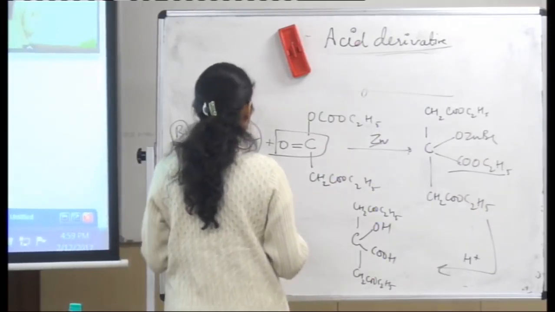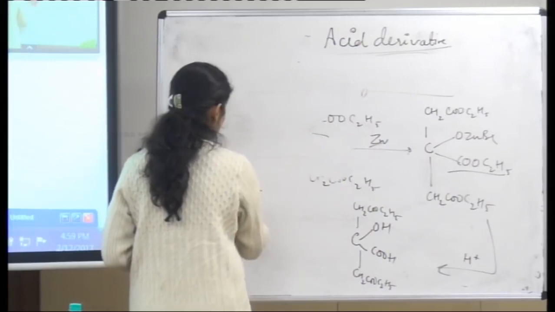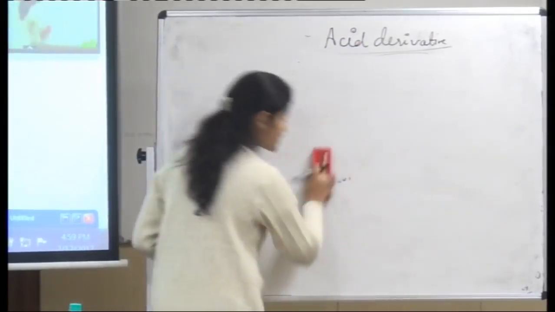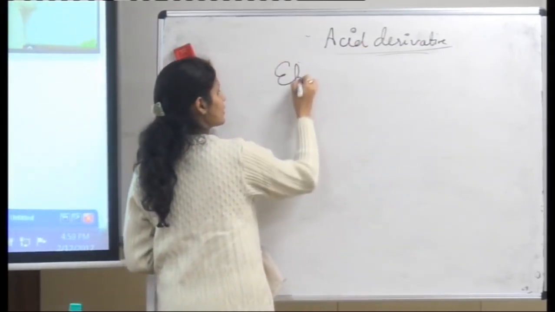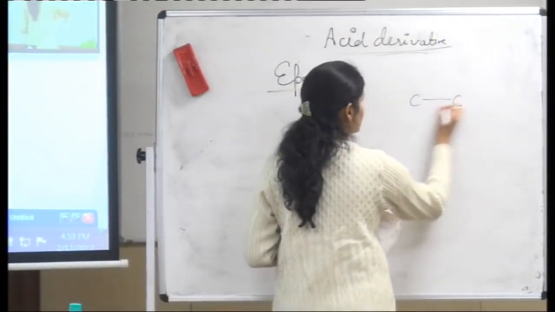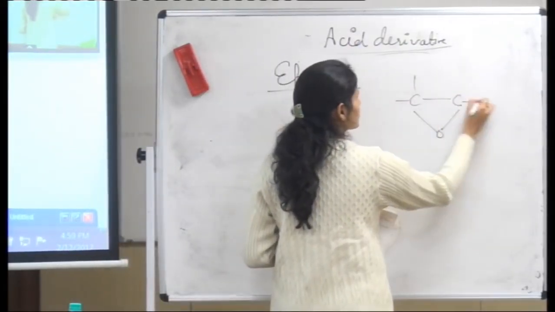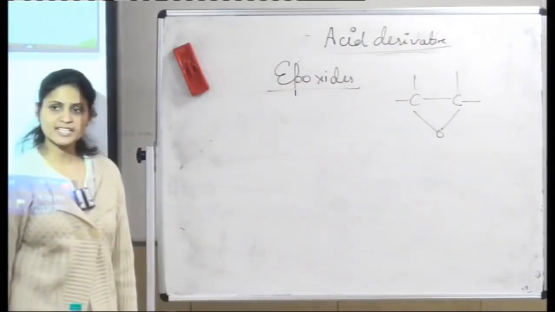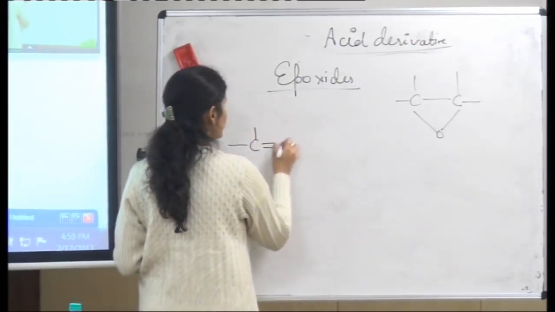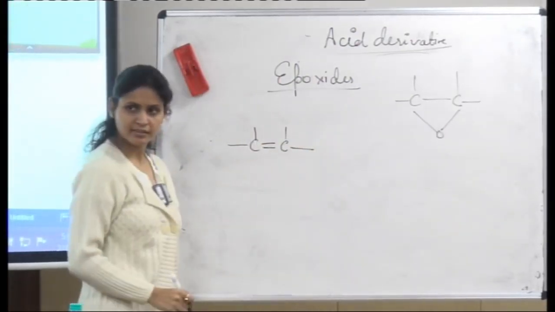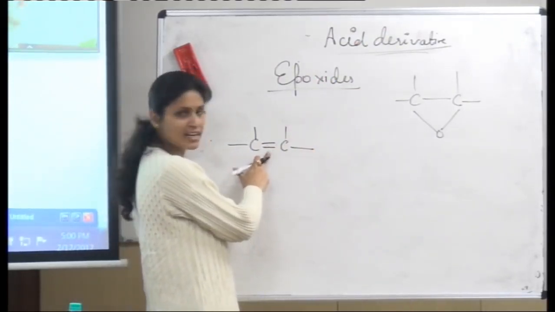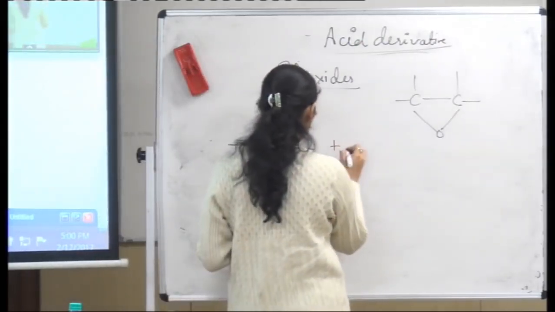There is one more kind of acid derivative. Have you heard about epoxides? Epoxides. They are basically ring type structures. These are known as epoxides, which we can prepare using an alkene. I have to add one oxygen atom to it to form an epoxide, and I have to remove this double bond, obviously.